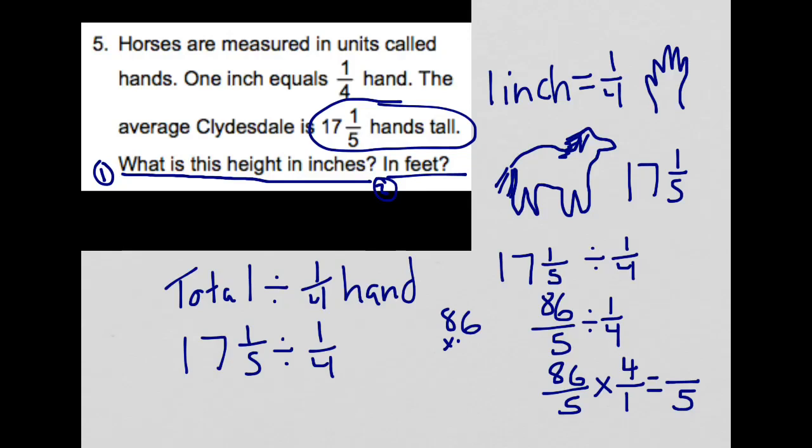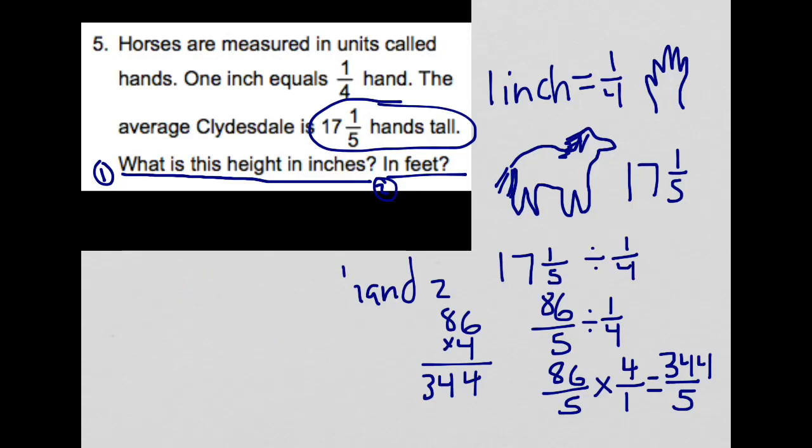86 times 4. 4 times 6 is 24. 4 times 8 is 32. Plus 2 is 34. So I have 344 over 5. Now I need to change that back to a mixed number. So I'm going to erase this part over here because that should already be on your paper.